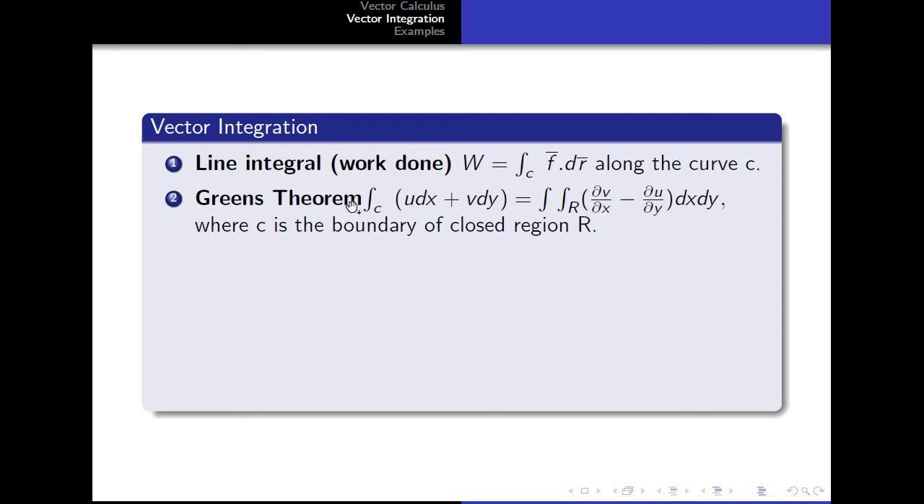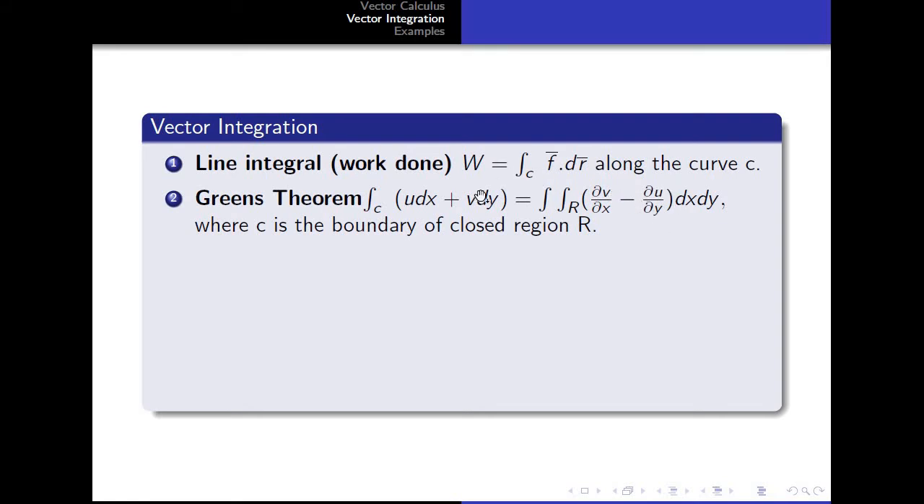Now after the line integral, Green's theorem. Remember that when we use Green's theorem, this region R should be a closed region, and C is the boundary of this closed region. Then we can apply Green's theorem. The statement is the integral of u dx plus v dy is equal to the double integration of the partial of v with respect to x minus the partial of u with respect to y, dx dy.